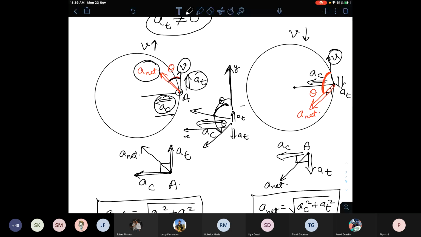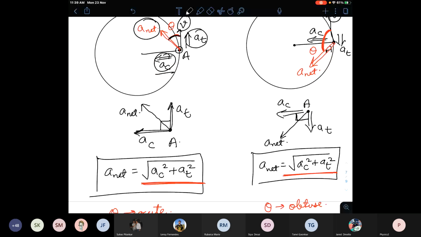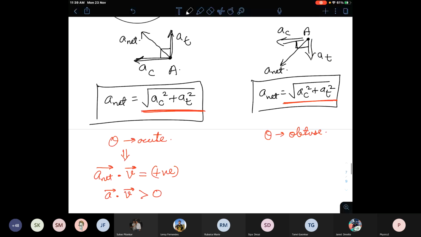Is it understandable, or should I explain it more? Okay, I guess it is clear. This is the basic, you should know this. It creates confusion, so if you are having problems in this, just clear it now, because these are basics. This will be used everywhere, in all of the chapters.